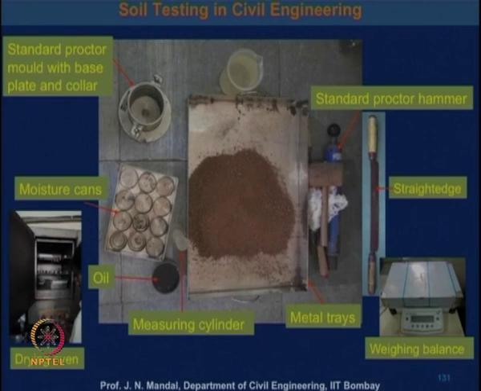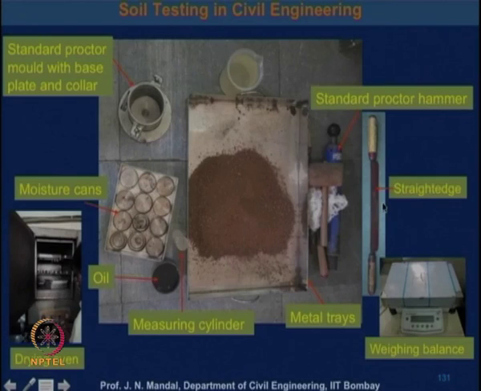Here you can see, this is the standard Proctor mold with a base plate. This lower one is the base plate, and then the collar. And this is the standard Proctor hammer, that is blue color, in which the soil is to be compacted into this mold.